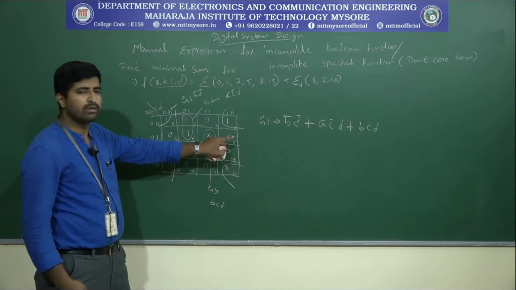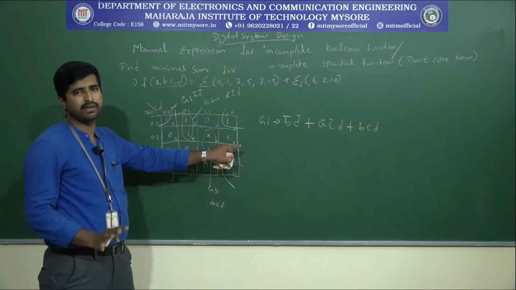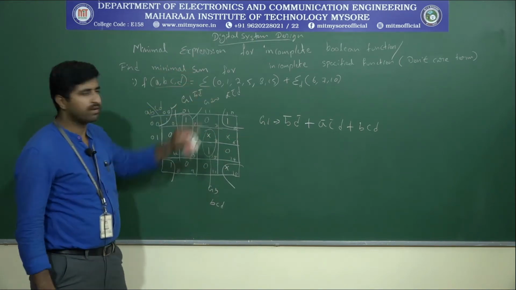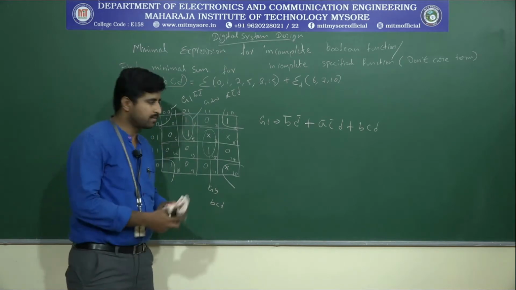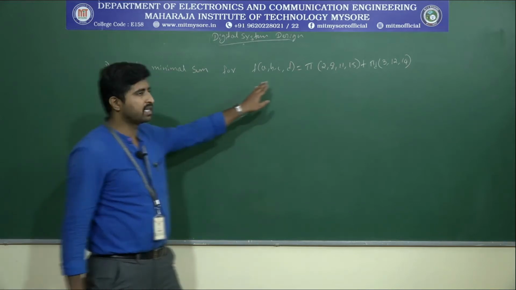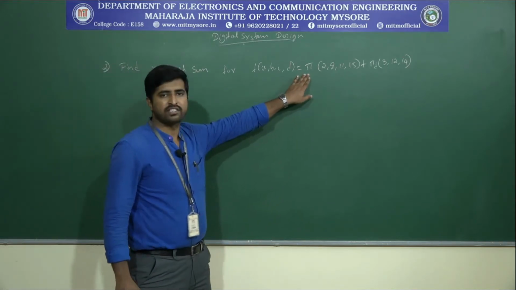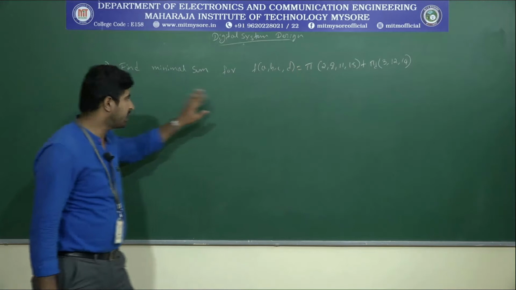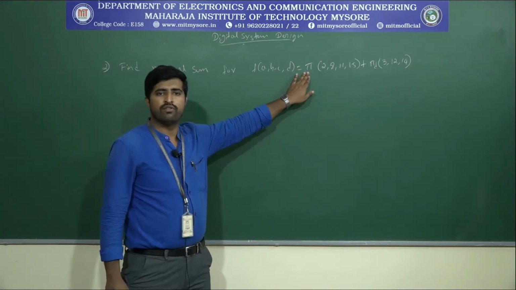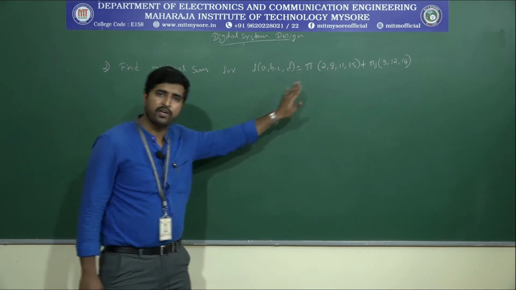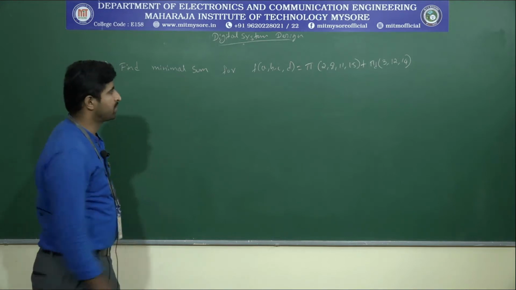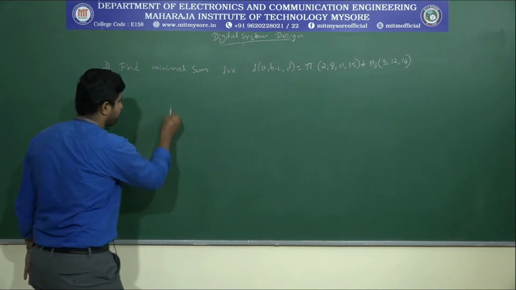Okay. So next let's take one more problem so that we can understand in a better way how to get a minimal sum expression for an incompletely specified function. So next we'll move to the second problem. Find the minimal sum for the given function. So see here the function is given in a pi, but we need to write the minimal sum. So that means we need to enter a logic 0 in the K map, but when you are grouping we need to group for the logic 1 because we need a minimal sum expression. Okay, let's take the K map.